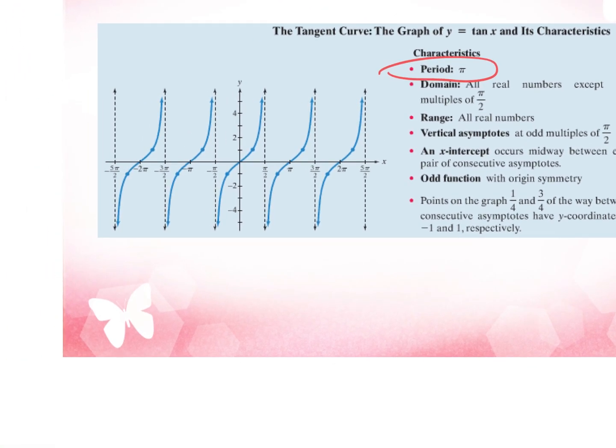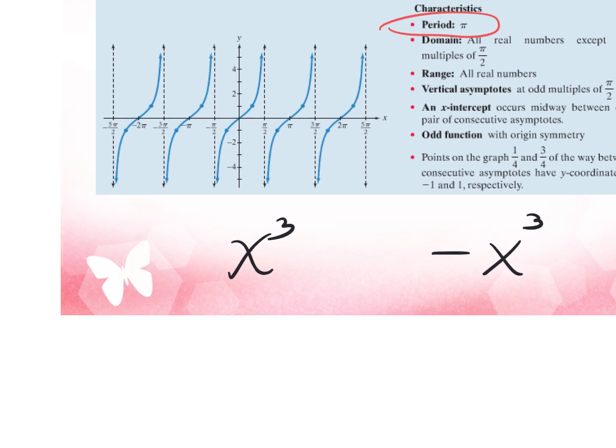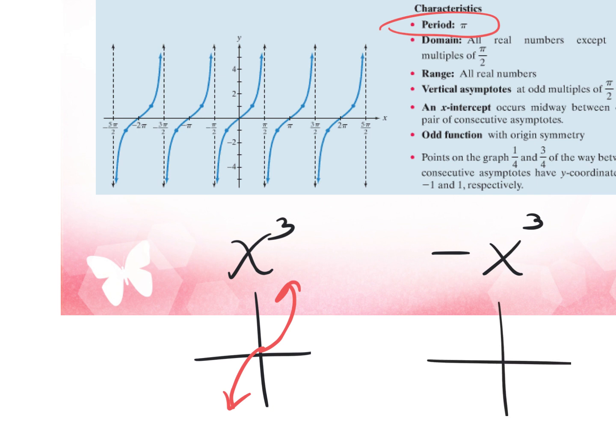So our tangent graph is going to take on the shape of the x cubed graph, unless there's a negative amplitude, then it's going to take on the shape of the negative x cubed. And the x cubed graph looks like this, up this way and down. And then the negative x cubed graph is like a reflection, it flips. So this is the shape that the tangent graph will take on. Just like with the secant and the cosecant, we're going to have asymptotes.